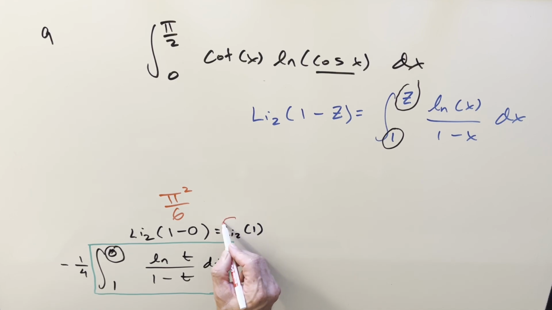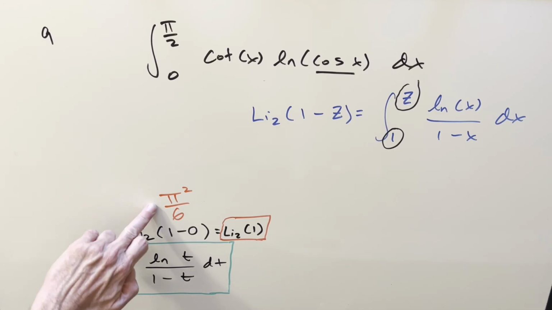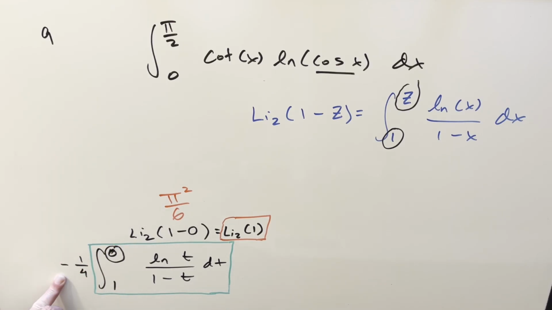If you want more information on the Dilogarithm and where some of these formulas are coming from, check out the playlist. I'll provide that in the description. You can go through this. But now we're just going to use this value and multiply it out to finish it. So we got pi squared over 6 times minus 1 over 4. And so for my final solution, we just get minus pi squared over 24, and that's it.